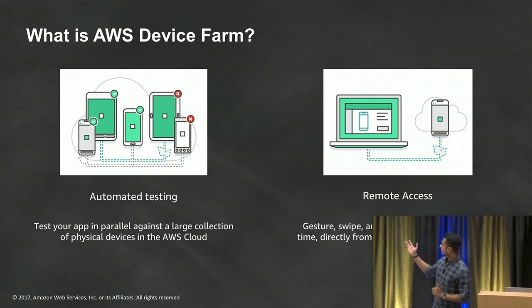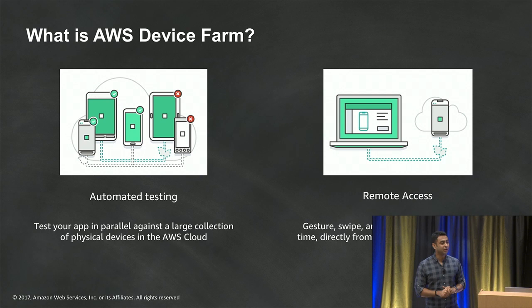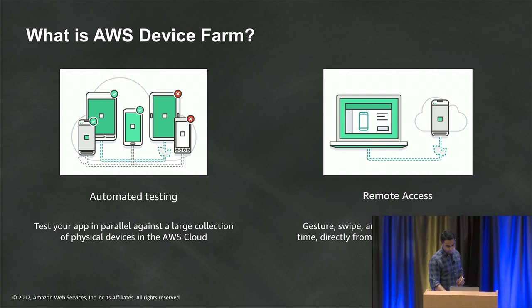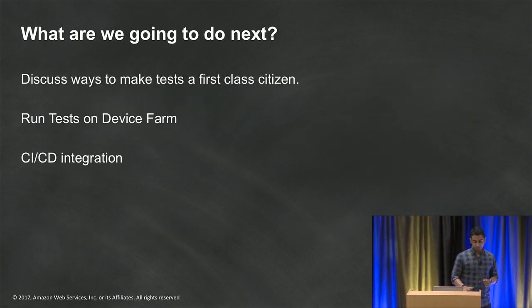And manual access is basically when you just want to run a quick sanity test, install the app and see how it works. So what are we going to do next?